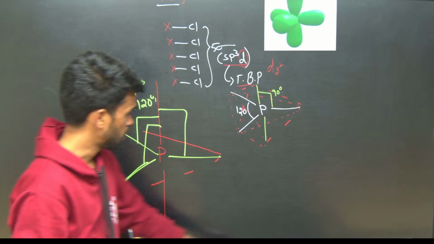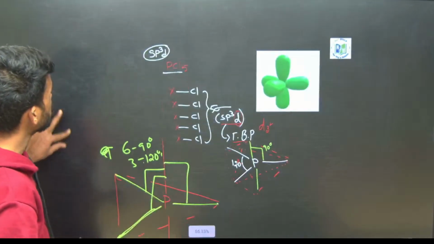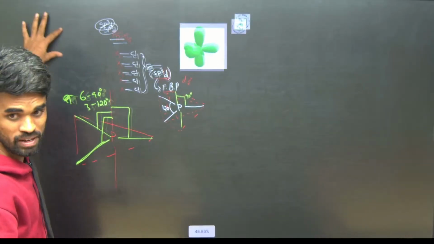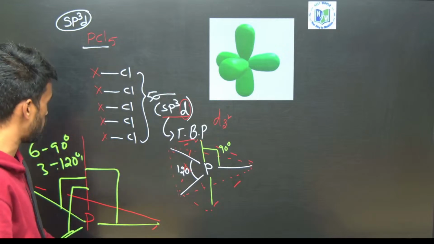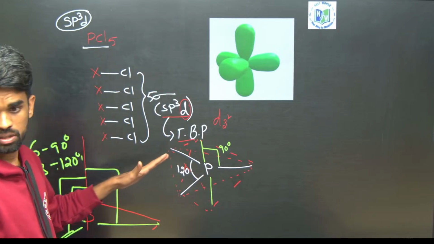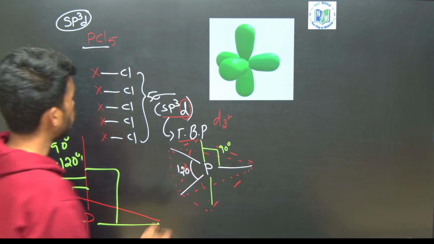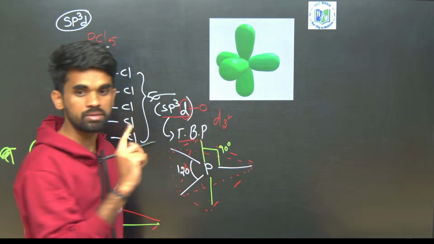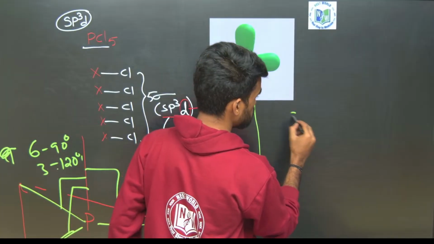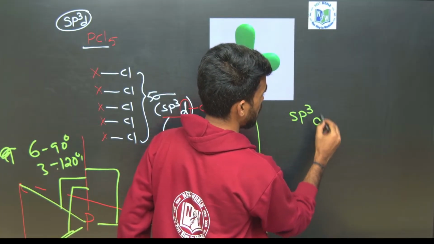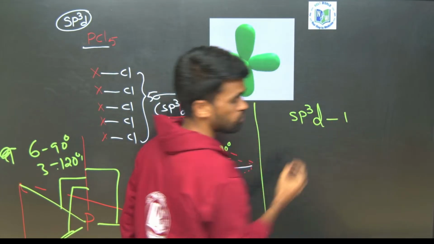Next, we are studying PCl5 right now. So PCl5 means sp3d hybridization. How many lone pairs? 0 lone pairs on the central atom. Now I am saying sp3d. What is the next possibility? sp3d hybridization with 1 lone pair.